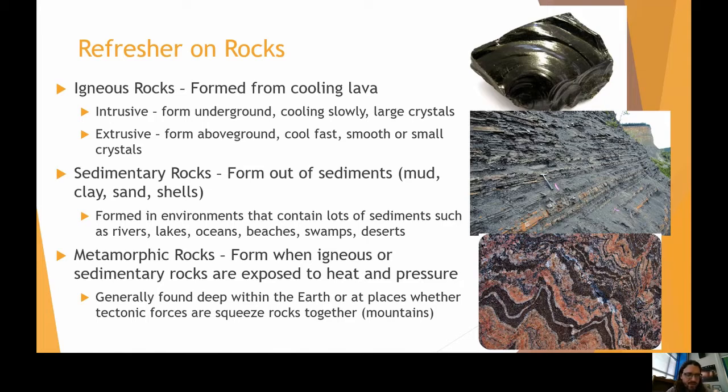Metamorphic rocks are formed from igneous or sedimentary rocks that are exposed to high heat and pressure. Generally, these are found deeper within the earth where there's high heat and pressure, or in places where tectonic forces squeeze rocks together, such as mountains. There is an example of a metamorphic rock on our right. You can see that the once flat layers have been smashed together and have formed these folds and bends in the rock. That's one thing to look out for in metamorphic rocks.